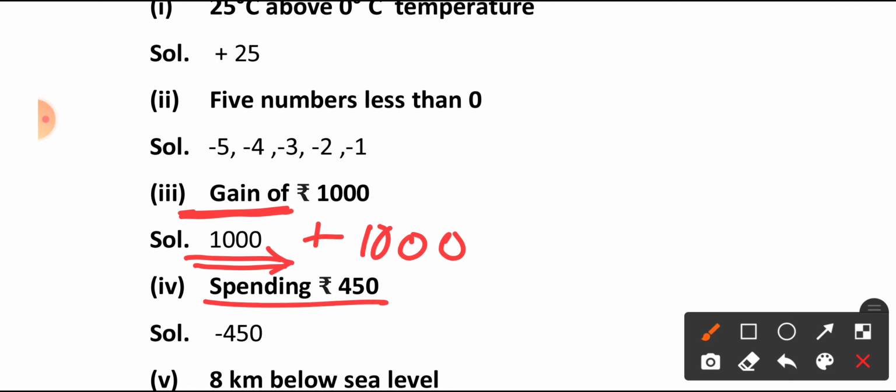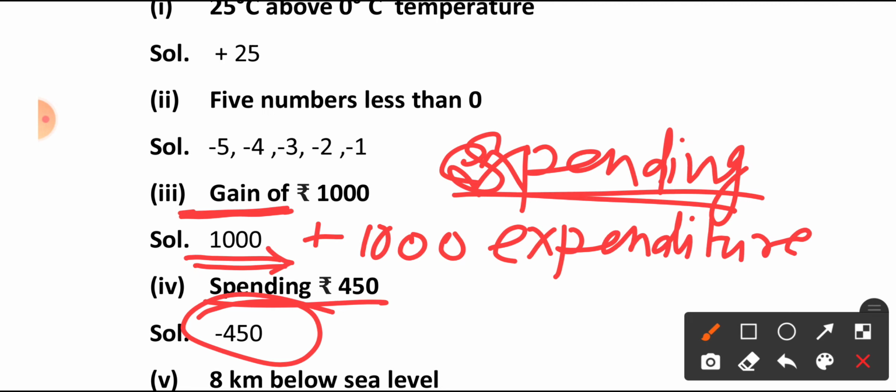Then spending rupees 450. It means we are expending, we are spending the money, or it's our expenditure. It means we are buying something from our money. So minus 450 it will be. For example, if you are having 100 rupees and from that you bought a copy of 60 rupees, so how much money you spend? 60. So we'll represent it by minus 60. Same here, spending rupees 450 will be minus 450.